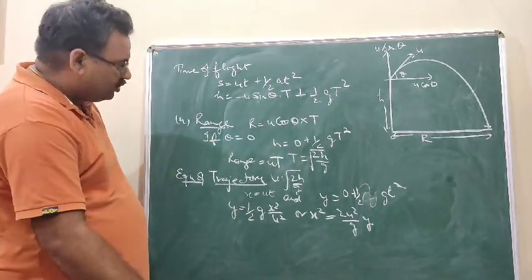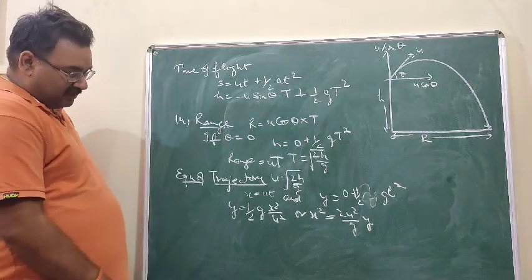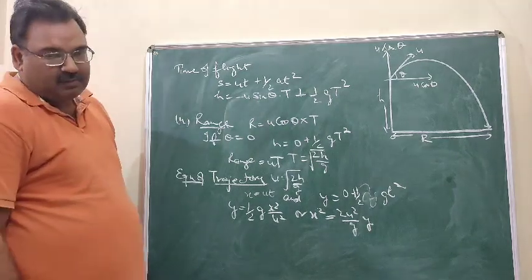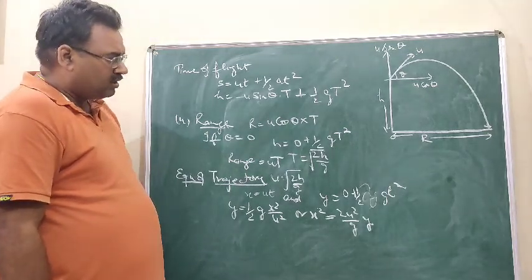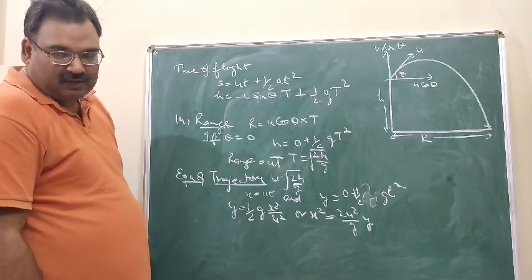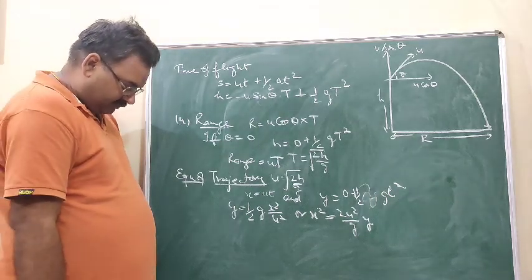Then we have range. At what distance it will fall. So range is given by the formula horizontal velocity into total time of flight. Horizontal velocity क्या थी? U cos theta into total time of flight. This will give you the range.